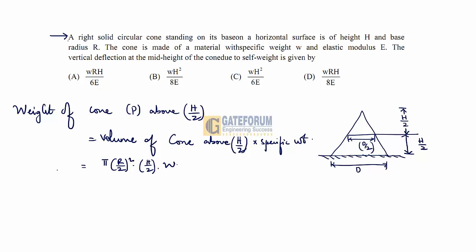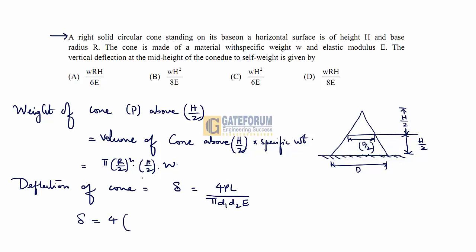Now the deflection of the cone, delta, is given by, since this is like a tapered bar, 4PL divided by pi into d1 d2 times E. So delta is equal to 4 into P, where P is nothing but the weight of the cone, that is pi into r square by 2 whole square into h by 2 into specific weight w.